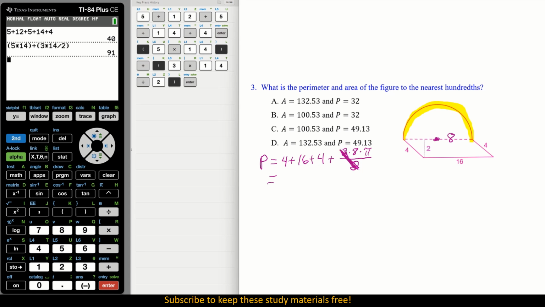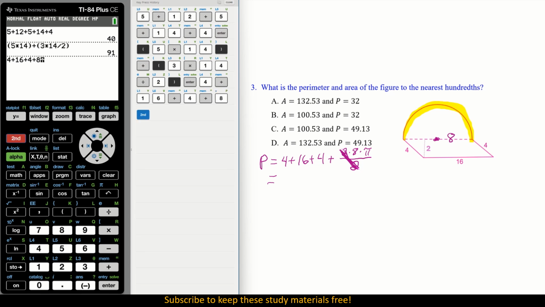And just put all that into the calculator as you see it. Okay, let me do that. 4 plus 16 plus the 4 plus 8, caret, second, caret up, enter. 49, okay. Well, 49.13 and rounding down. So that gets rid of A and B. Great. Okay. So that gives us 49.13.